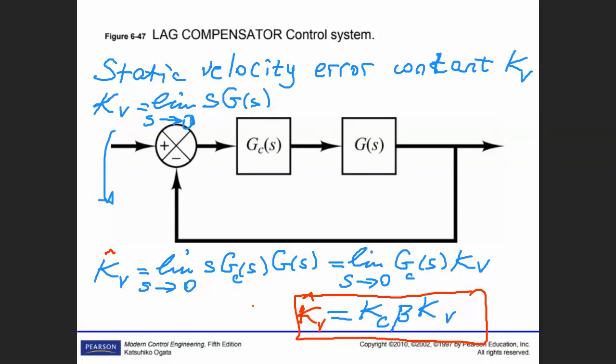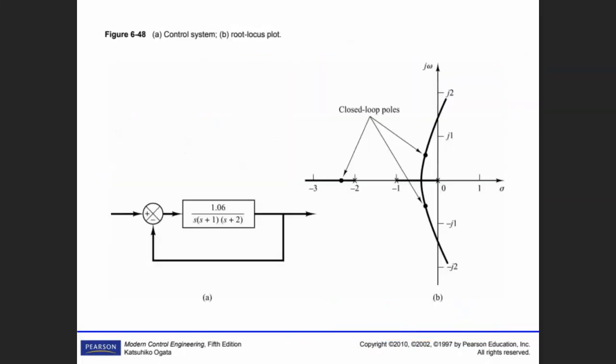What do you say? How could we achieve that? Making Kv higher. Generally speaking, beta is the parameter here. For a lag compensator, beta is selected 10. Okay? Now we have a problem. The problem is this.